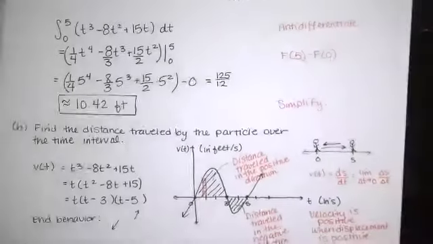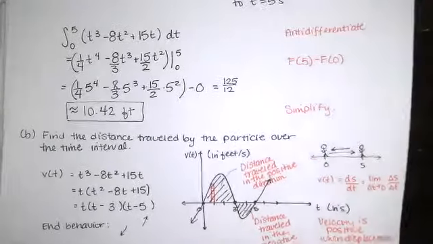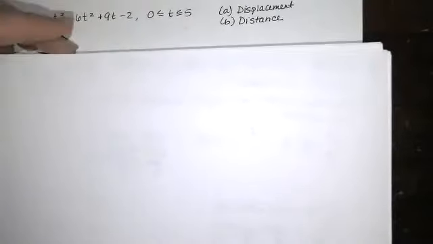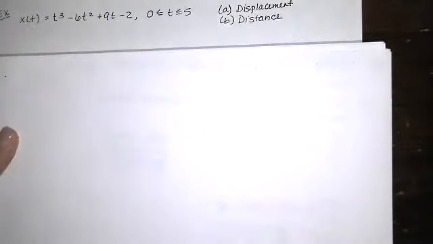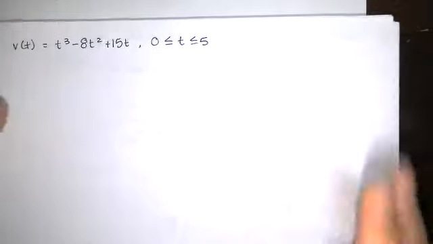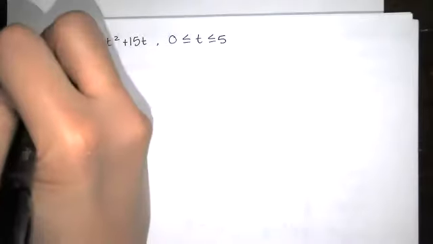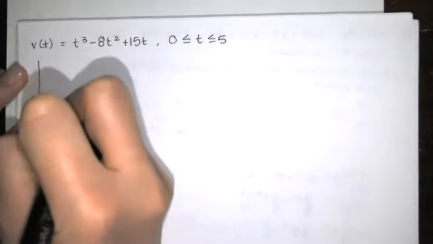So let's actually do this for this function. Oops, that's a different problem. It's for later. Velocity is t cubed minus 8t squared plus 15t, and we're on the interval from 0 to 5. And we know that the graph roughly looks like this.